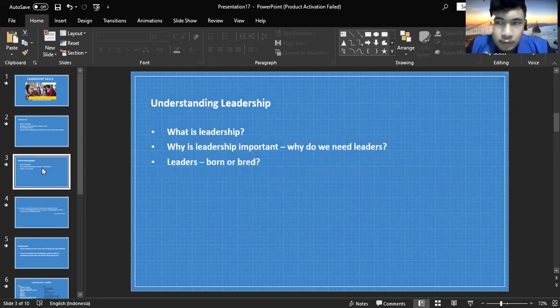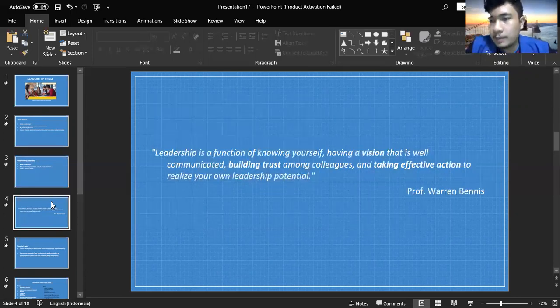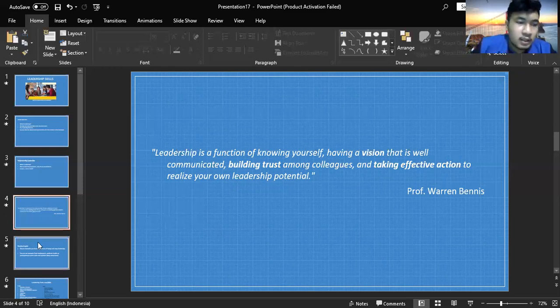First part, understanding leadership. What is leadership? Why is leadership important? And why do we need leaders? And are leaders born or bred? I got a statement from Prof. Warren Bennis: Leadership is a function of knowing yourself, having a vision that is well communicated, building trust among collaborators, and taking effective action to realize your own leadership potential.